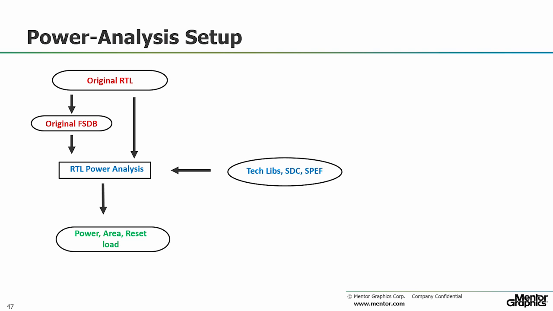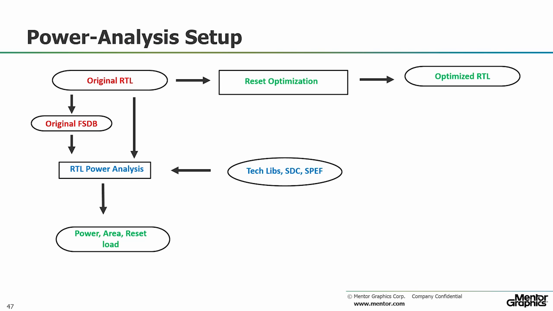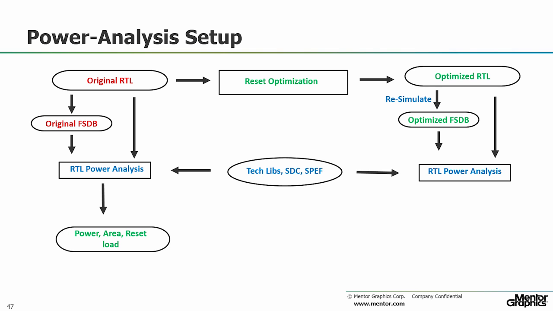Then the original RTL was reset optimized to get the optimized RTL. The reset optimized RTL was resimulated in order to generate the new FSDB. Then the optimized RTL along with the new FSDB was taken through the RTL power analysis flow. The metrics, total power and area, were compared with the original RTL metrics.